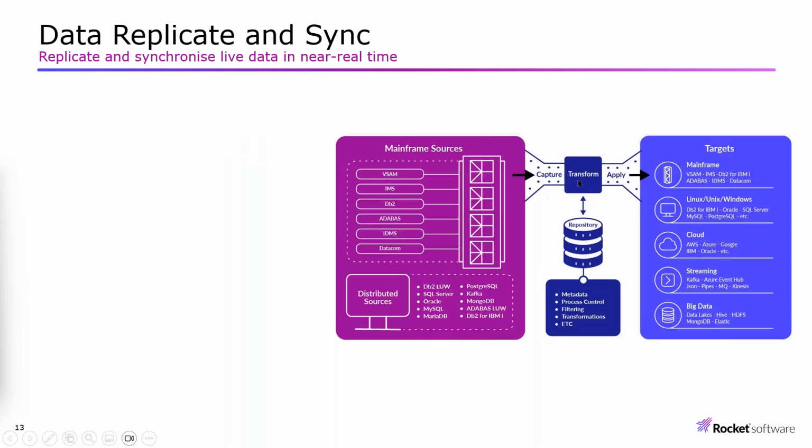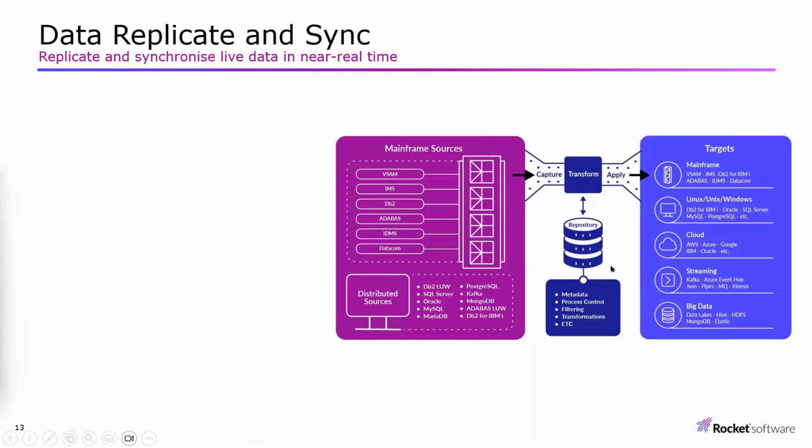And we use a capture, transform, and apply process. So it's all done on the same server. That could be running on something like Red Hat, which is Linux based, and it could be in the cloud or it could be on premise. You tend to put the replication server close to your main data source for latency reasons.